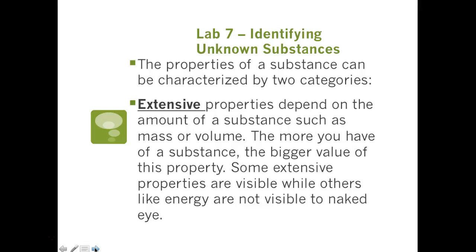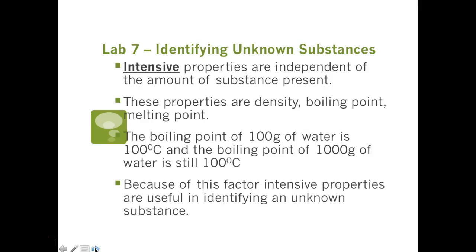All right. There are properties which are extensive, which can't really identify a substance. That would be like mass and volume. The bigger the substance, the more of it you have, the more stuff you have. That means the more mass, the more volume you have. Some of these extensive properties like mass and volume are quite visible, whereas there could be others like energy which may not be visible. But the key way to identify a substance is through its intensive property.